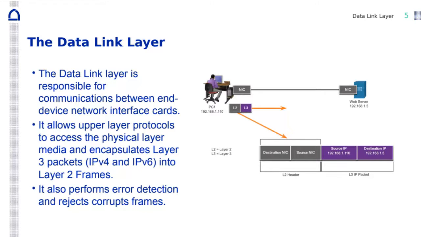Data link layer depends on the physical address. Okay. And the encapsulation in data link layer is called frame. Okay, you can write note of this information. Okay. Also, data link layer performs error detection and rejects corrupt frames. Okay.